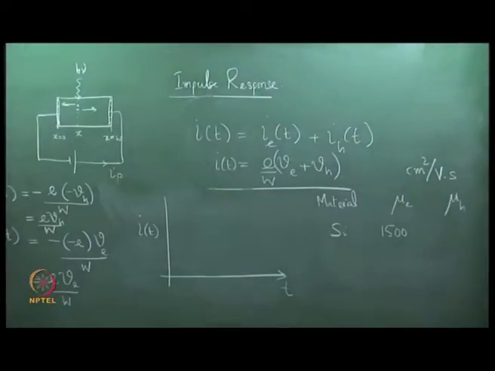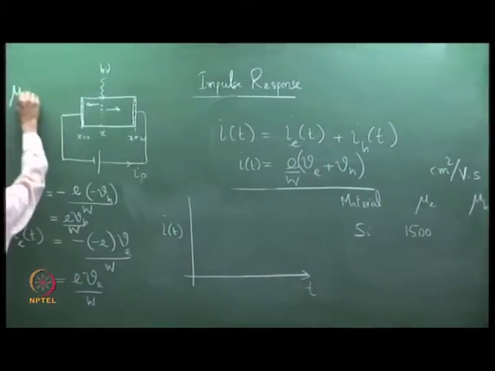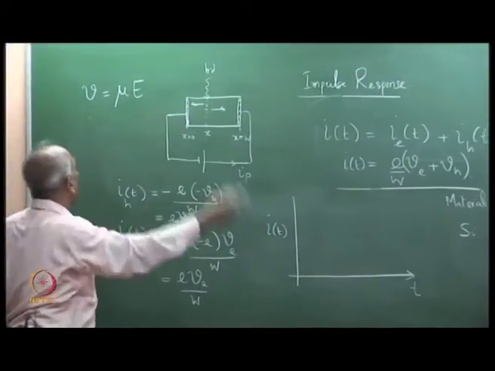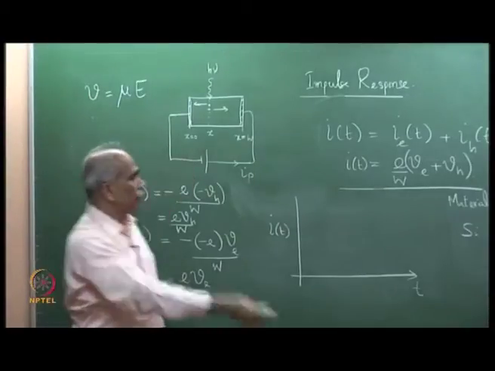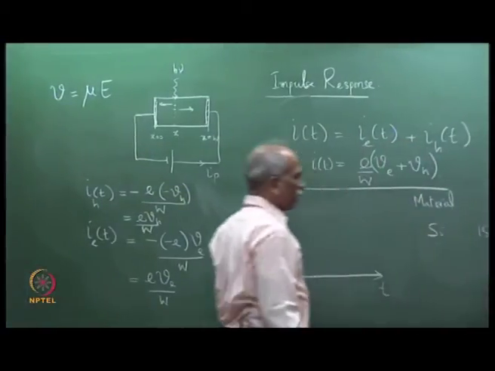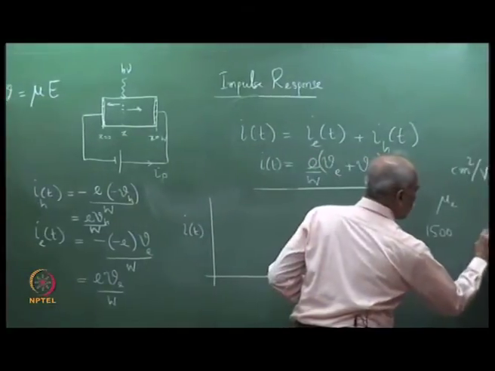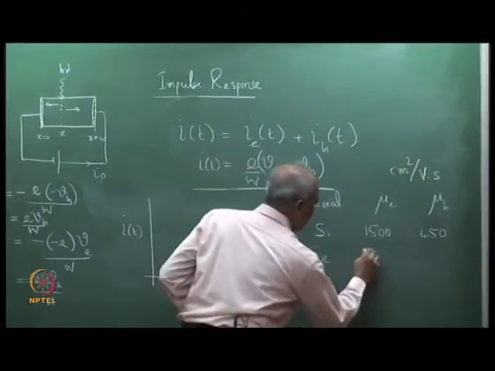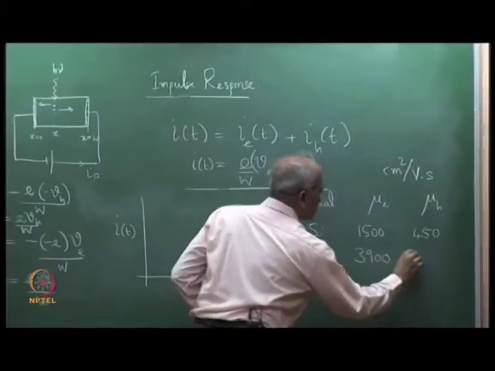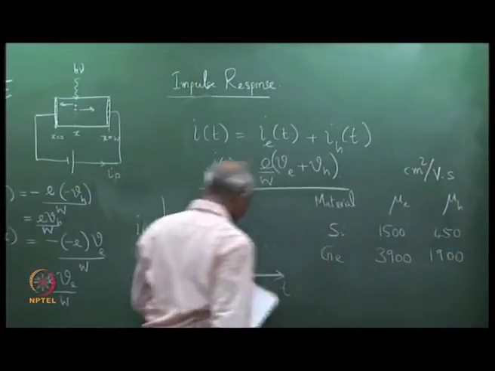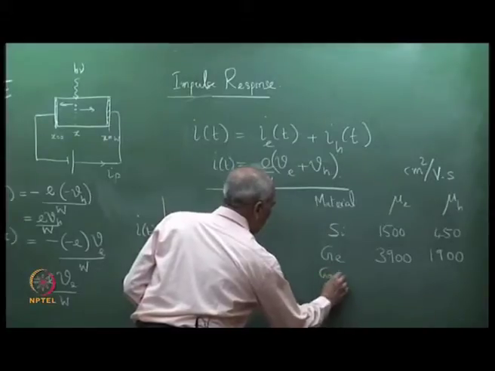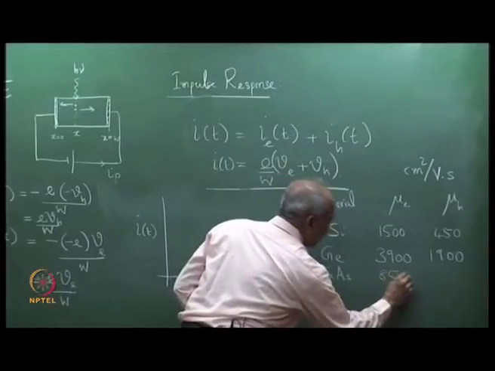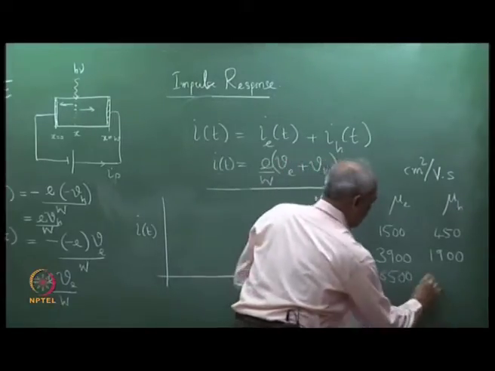You can get it from here. V is equal to mu into E, so mu is equal to V by E. E is volt per centimeter and V is centimeter per second, so you will get centimeter square by volt second. So, this is 1500 and this is 450. If you take germanium, this is 3900 and this is 1900. If you take gallium arsenide, one of the most widely used materials, you can see that this is 8500, whereas this is 400.